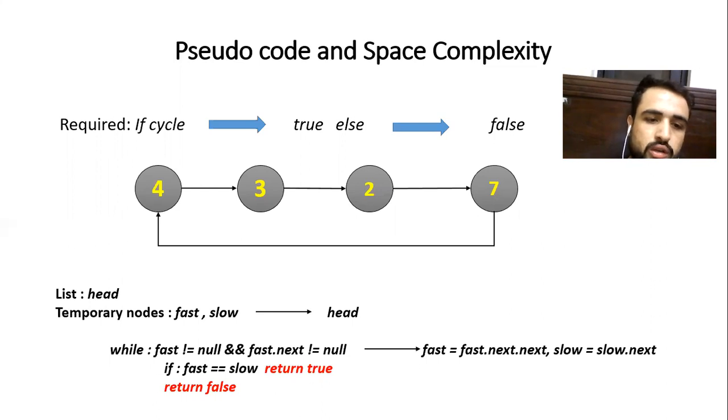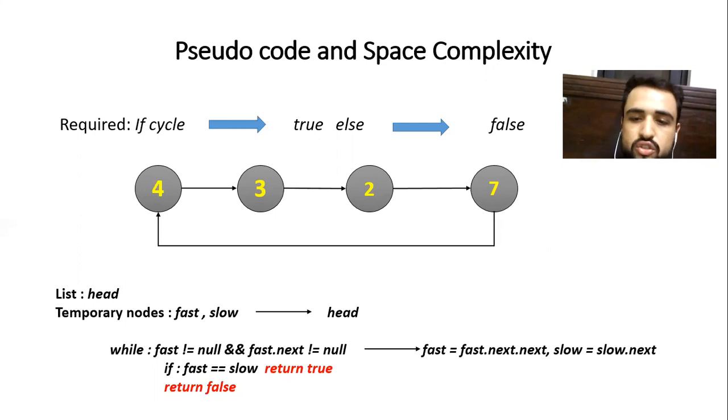So we have a list, and that has a head node, pointing to other nodes in the list. We will take two temporary nodes, fast and slow, which will be pointing toward the head. Meaning the value of head will be assigned to those nodes, and then we will put a loop with the condition: if fast not equals to null and fast.next not equals to null.